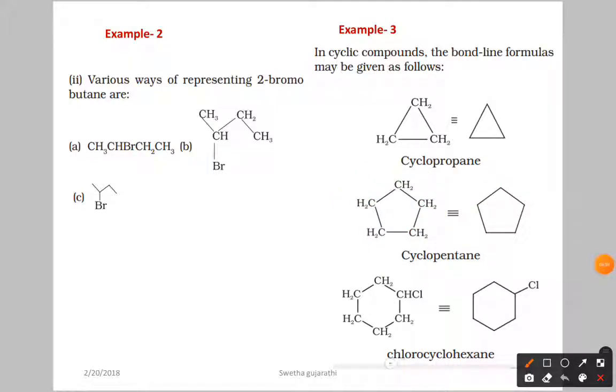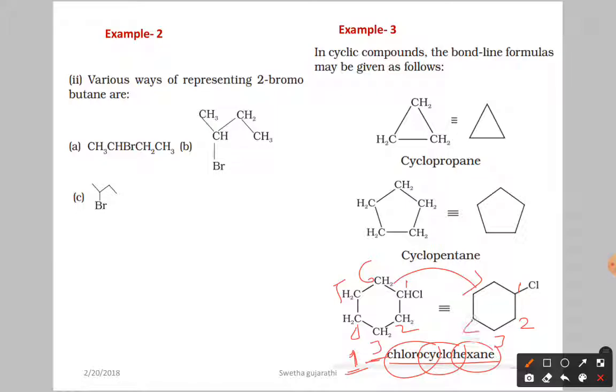Next we have chlorocyclohexane. Hexane means 6 carbon atoms, cyclo means we have the ring, chloro means we have one substituent. Okay, so this is 1, 2, 3, 4, 5, 6. You can write it as 1-chlorocyclohexane. If the numbering is not there, indirectly you can take it as 1. So if you write the bond line structure, this is the first carbon, second, third, fourth, fifth, sixth. Okay, we have one chlorine. This is 1-chlorocyclohexane.